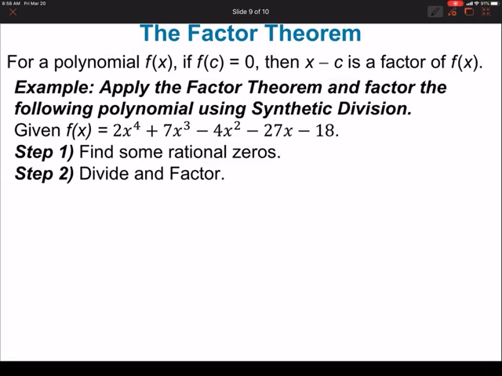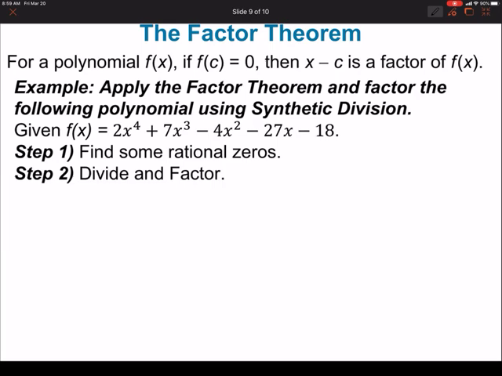Alright, we're going to take a look now at the factor theorem and apply it to factoring a higher degree polynomial. Like this example here, we're trying to factor a degree 4 quartic polynomial, which has 4 linear factors, right? Every degree n polynomial has n linear factors. And we'll see if we can break it down to those 4 linear factors using some division.